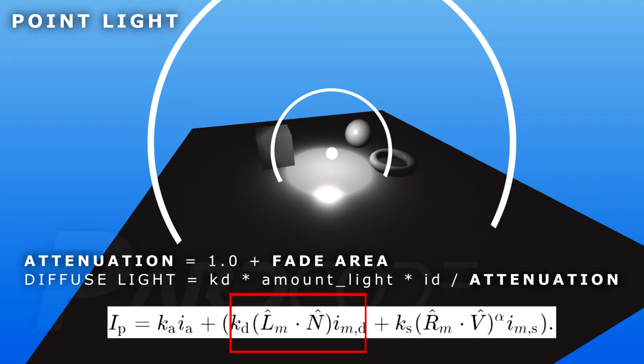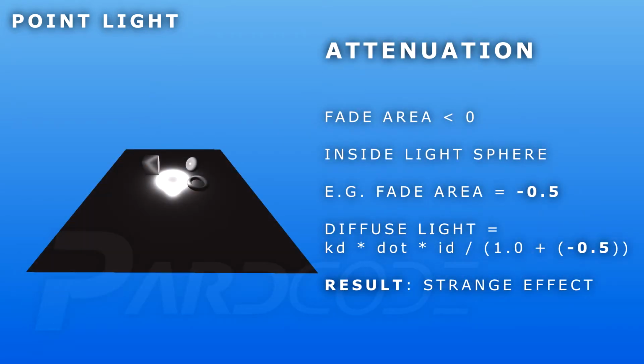At this point, as for spin, let's limit the light in a spherical volume considering the light radius. To do this, let's start to divide the final computation of diffuse lighting, that is, the multiplication between Kd, Id, and the amount of light, with a specific formula, that is 1 plus the fade area. We can call this formula attenuation.